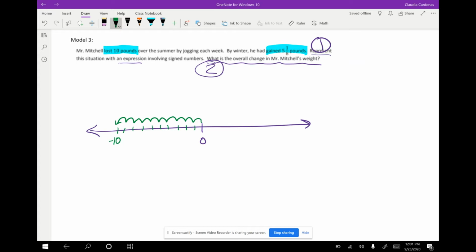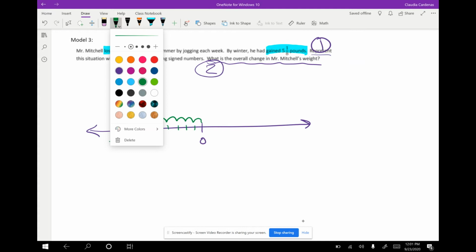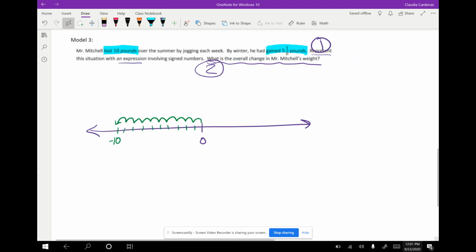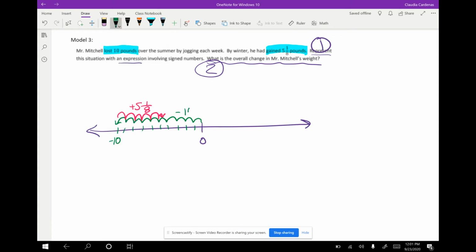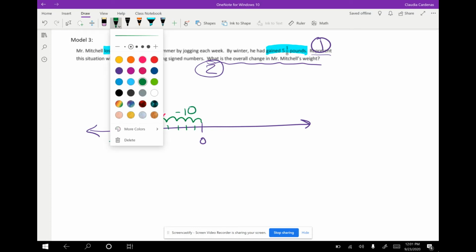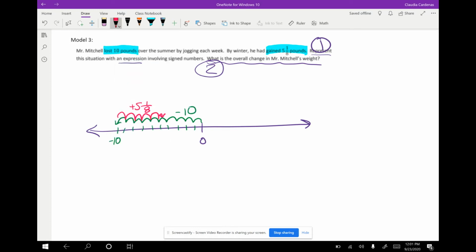Then, now that he's lost that 10 pounds of weight, then what happens? Well, then it says he gains 5 1/8 pounds. Okay, so what direction would we move now if he's gaining weight? Well, we would move in the positive direction, those 5 1/8 spaces. So here we go backwards. 1, 2, 3, 4, 5, and then like a little bit more because that is adding 5 1/8. I'm so sorry. Let me also show my negative 10. So negative 10 was the green, and 5 1/8 was the pink.